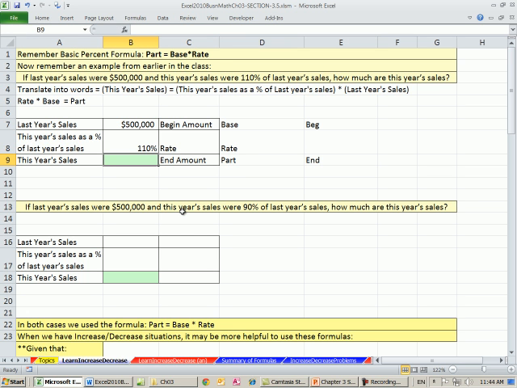So we just use our formula we already know. Base times rate, so times. And there it is, 550,000. All right. Now, in this chapter, this is called a, what? An increase problem.